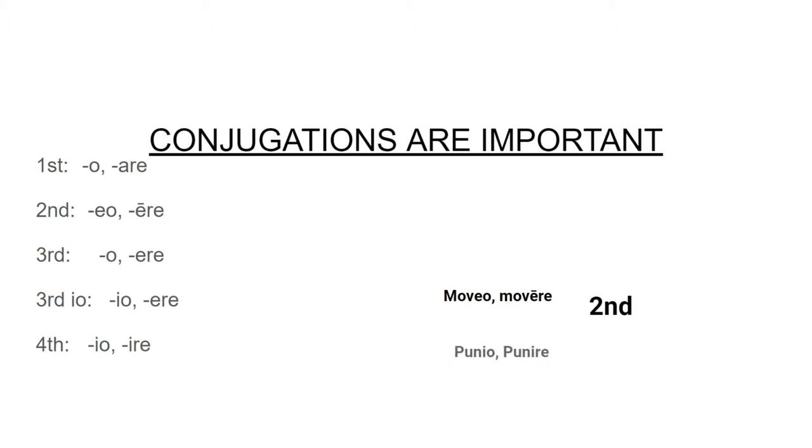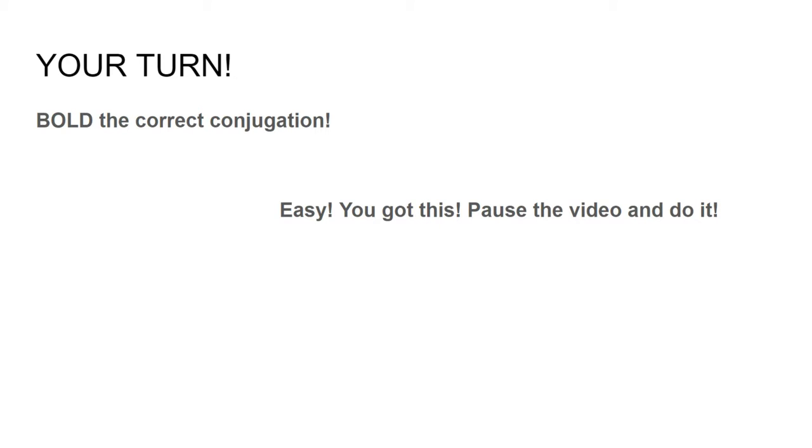Let's try another one. Punio, punire. The forms here end in -io and then -ire. Take a second, look for it. You need to find both. They both need to match, right? And the correct answer is fourth conjugation. Again, I hope that's been easy for you.